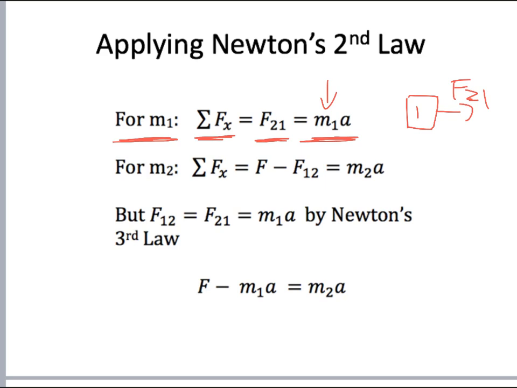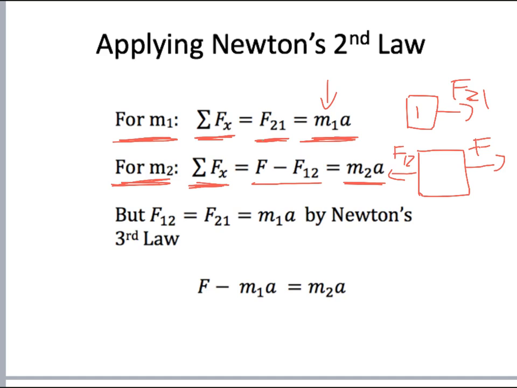Now, for the other block, we had the pulling force F, which was in the positive direction, and we had the other force F12, which was in the negative direction. So we can do the sum of the forces in the x direction, again for block 2. The sum of the forces in the x direction is F minus F12, and that's equal to M2A. And so we have two equations and two unknowns.